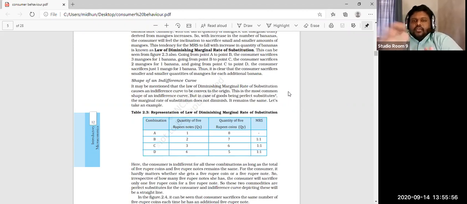Last and final question. What are the features of an indifference curve? Explain.